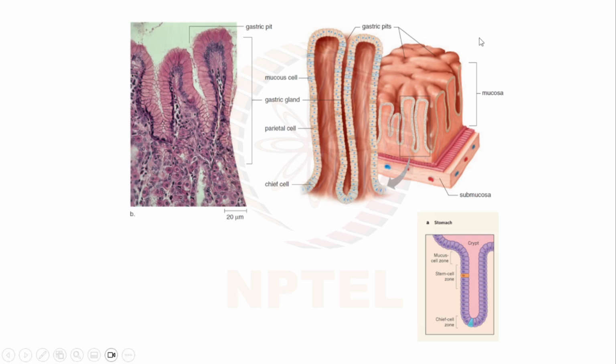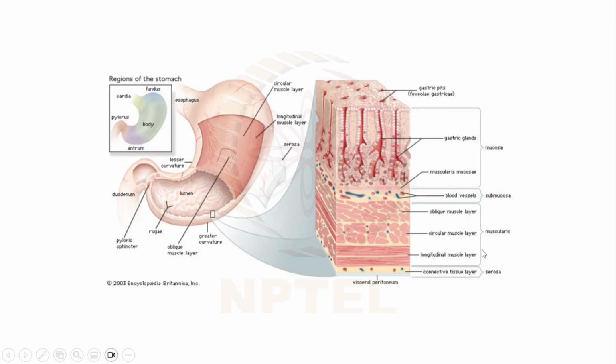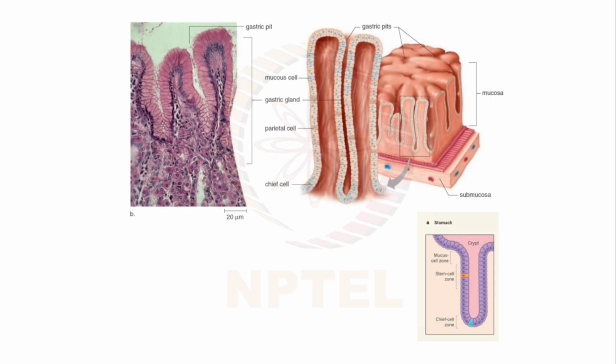This is again the different types of cells. The part where the gastric pits move inside, forming a villi-like structure, the straight part is called the stem cell zone, and the last part where it is curved is the chief cell zone. What all of these cells are doing, and what they are secreting, we'll see further in the lecture. So this is the structure of the gastric pit.